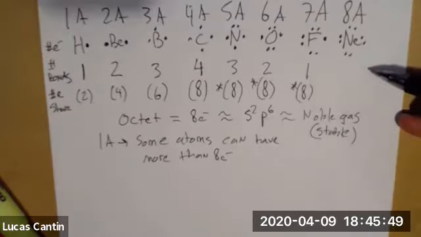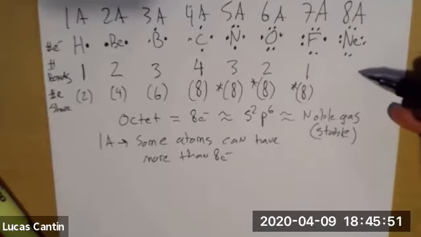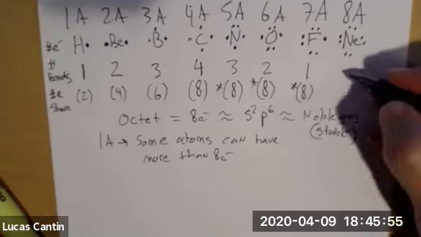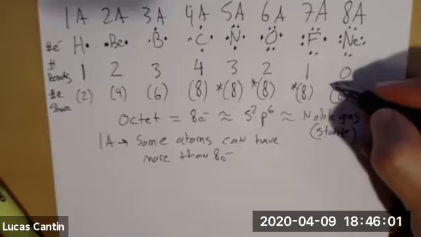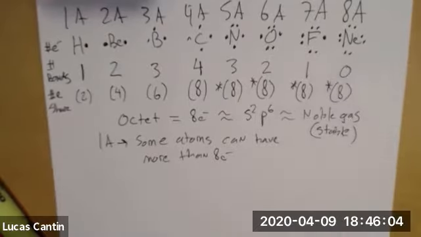Okay, so what about neon? Neon has 8 electrons already. So how many bonds will neon make? 0. It already has 8. And again, some atoms below neon can actually have more than 8.